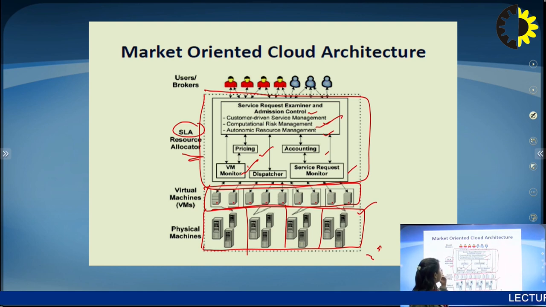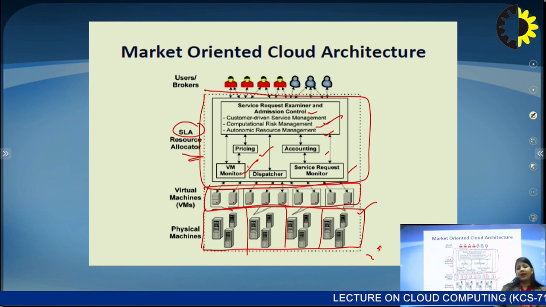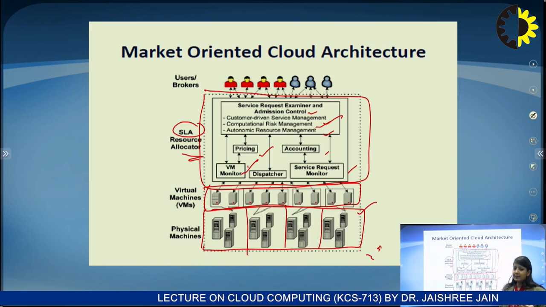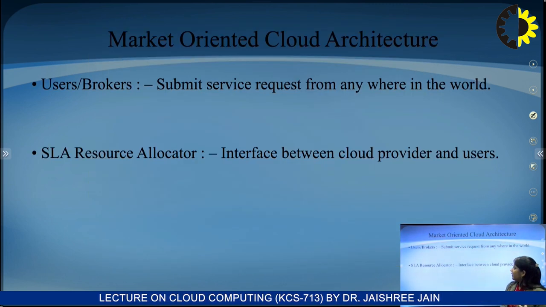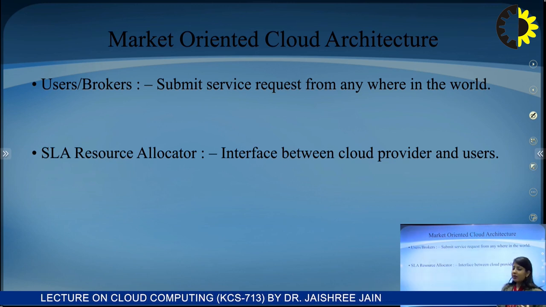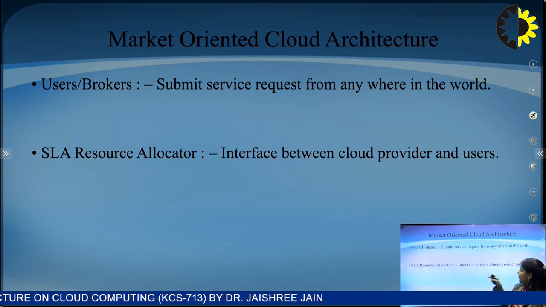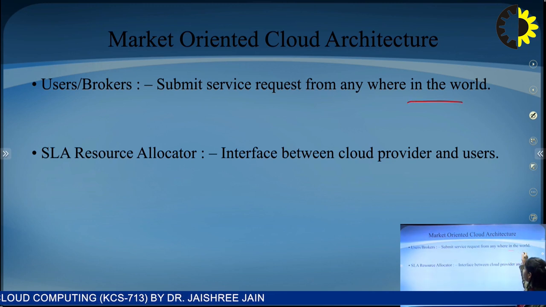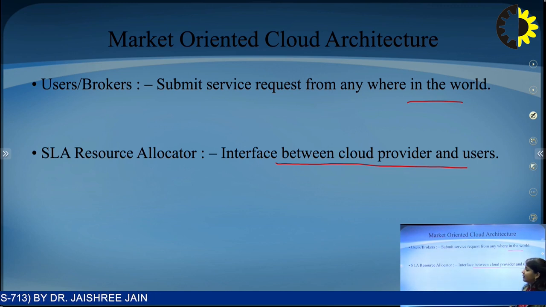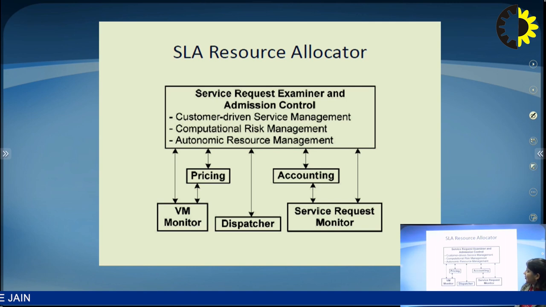So this is it, and at the end we have the users and brokers, meaning the top-end user will take the services, and the broker will merge and make a federation of these resources. So we can say in a market oriented architecture, we have user and broker that submit the service request from anywhere in the world, and we have the SLA resource allocator, which is the interface between the cloud provider and the user. So this is the SLA resource allocator.